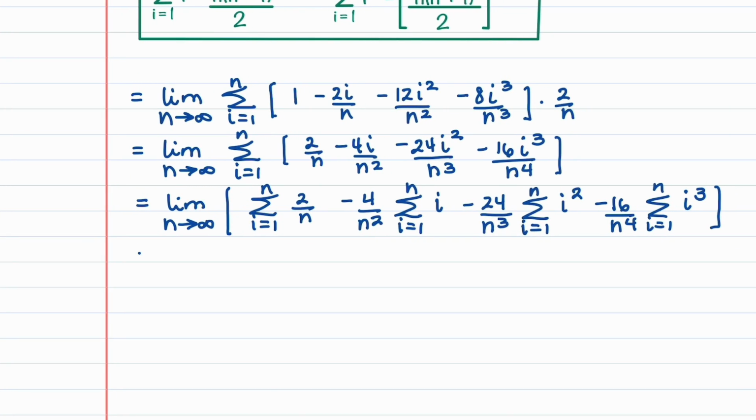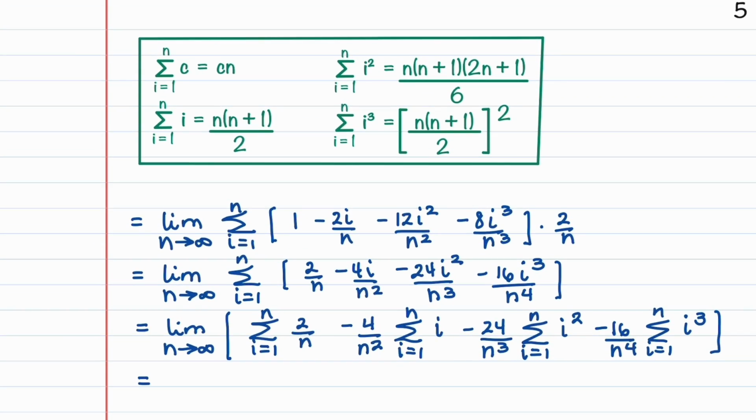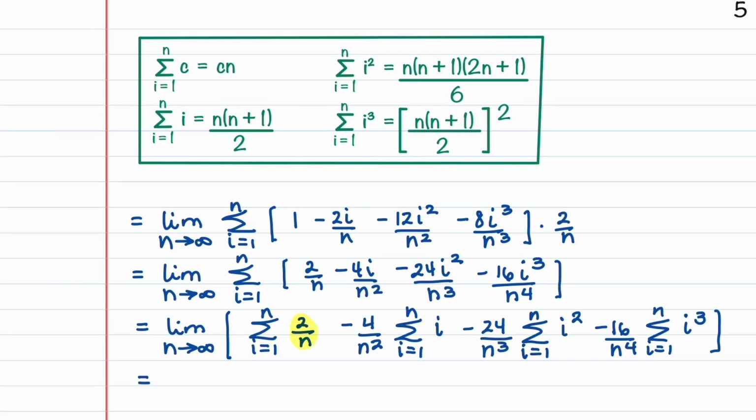Now we can go ahead and use our formulas. We'll have to go up and down here. Let's look at this one first. 2 over n is a constant, so our sum is our constant times n. So this first piece is the limit, n goes to infinity, of 2 over n, that's our constant, times n. Now let's look at our next one. That is the sum of i. So this is minus 4 over n squared times n plus 1, all divided by 2.